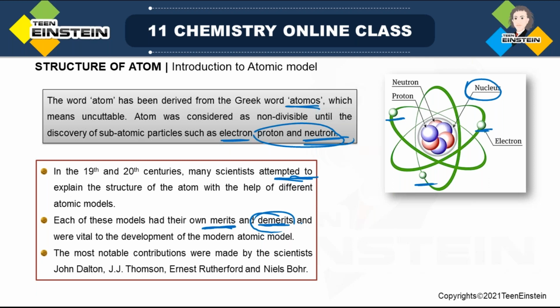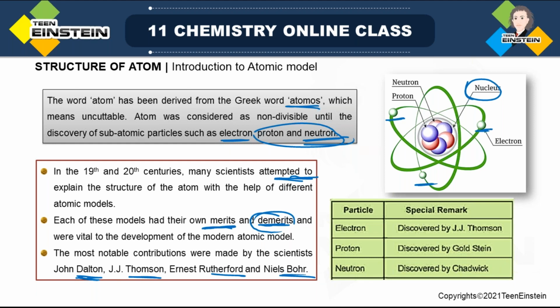Okay. The most notable contributions were made by the scientist John Dalton. Dalton's atomic theory we have already seen. Some more will be there, which are J.J. Thomson's atomic model, Rutherford's atomic model, and then Bohr's atomic model. Fine. So see, the three important subatomic particles, electron, proton, and neutron, and the names of their discoverers: J.J. Thomson for electron, Goldstein for proton, and Chadwick for neutron. Fine.